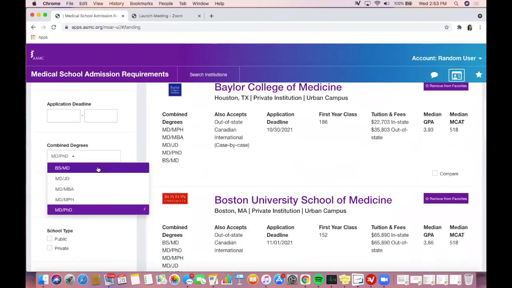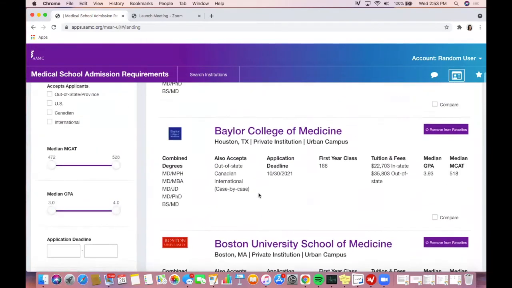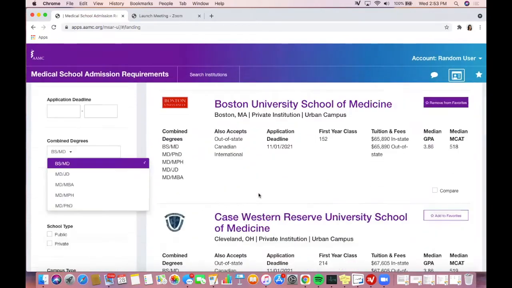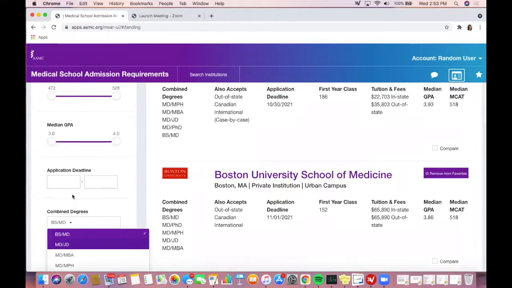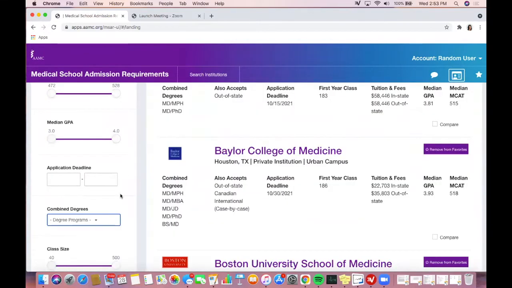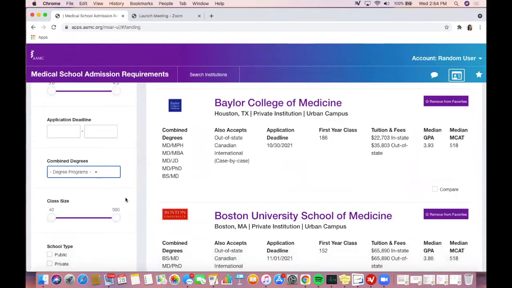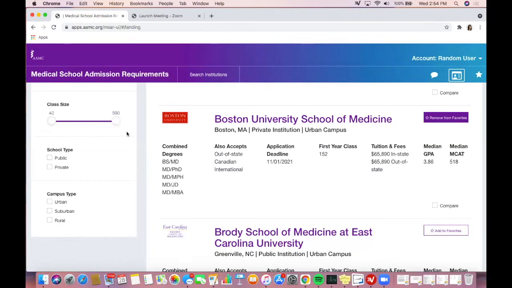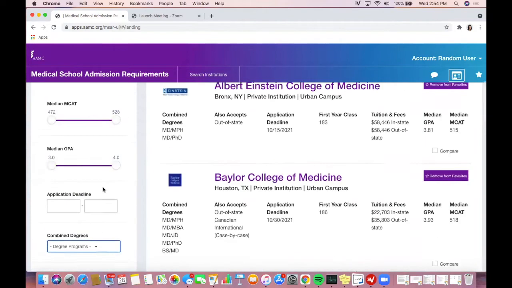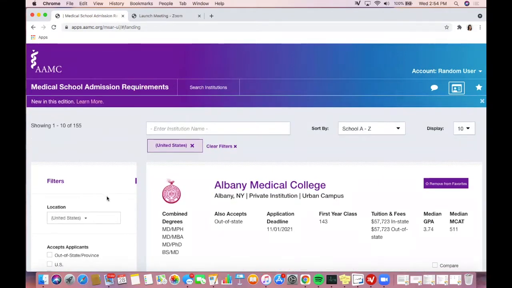Okay. Same thing with BSMD, right? So, if you're a college student looking to apply to BSMD programs, which medical schools offer BSMD programs? All right. So as you can see, there's a lot of really useful information that you can glean from this. Then you can also select a school based on class size, the school type, public versus private, and the campus type. All right. So there's a lot of different filters that you can apply as you're searching for medical schools.